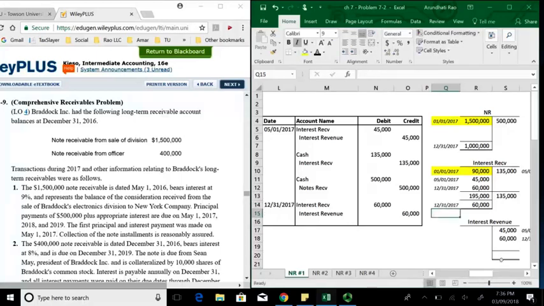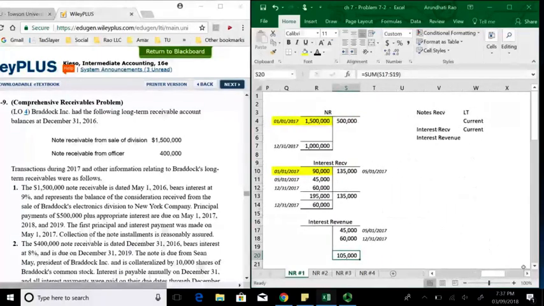Okay, and what goes into the income statement? In the income statement, December 31st, the number I'm taking over for interest revenue is 105. 105 for interest revenue goes into the income statement. Okay.